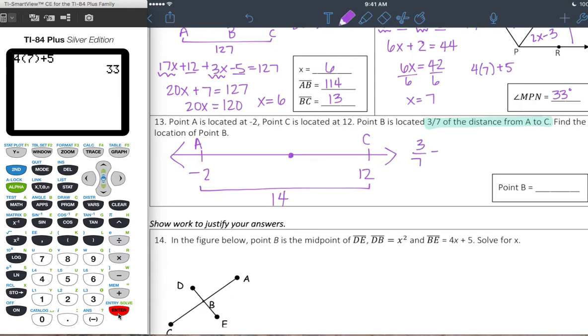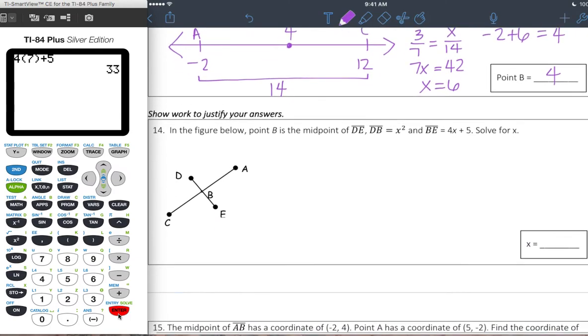So we're going to find what 3/7 of 14 is. So 7x equals 3 times 14, which is 42. So x is going to be 6. So 3/7 is 6. So we're going to move 6 spaces from -2. So from -2 plus 6, and our point B is going to be at 4.